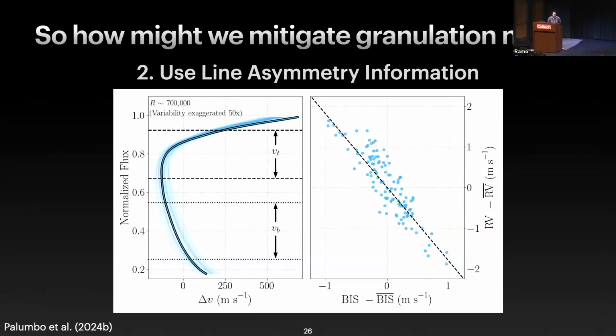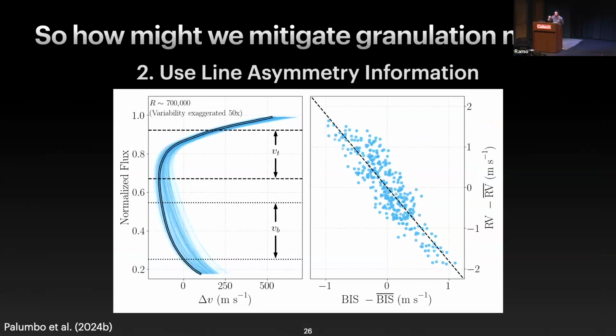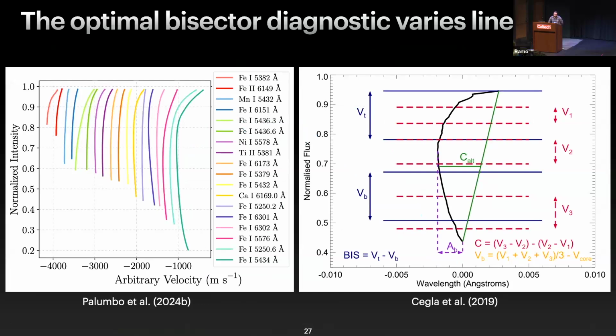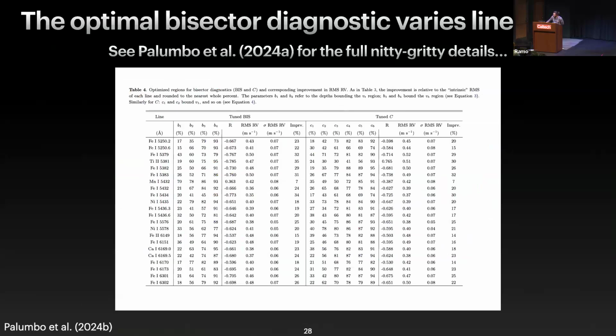measure, which is to say that if you could resolve the bisectors of individual lines for other stars, measure a very precise change in its curvature, you could use that to pull out how much of that radial velocity you measure is actually anomalous, that is, not corresponding to the actual center of mass movement of the star. In reality, the optimal bisector diagnostic and where you have to measure in the bisector varies line by line. This is not surprising. We have different lines with different formation characteristics. And if you want the full nitty-gritty details of that, again, I will direct you to the paper.